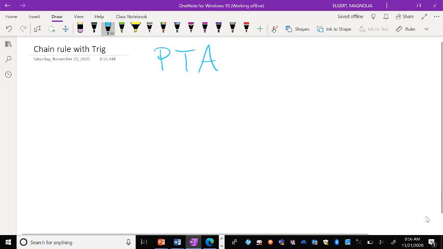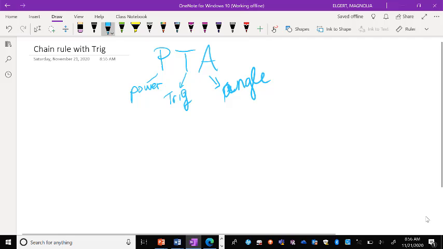There we go, PTA. So what this stands for is power, trig, angle. So PTA, power trig angle, not parent teacher association, power trig angle. And it really does help. When I saw it a couple years ago on like Twitter or Pinterest or something, I thought I wish I would have known that when I was in high school taking calculus.